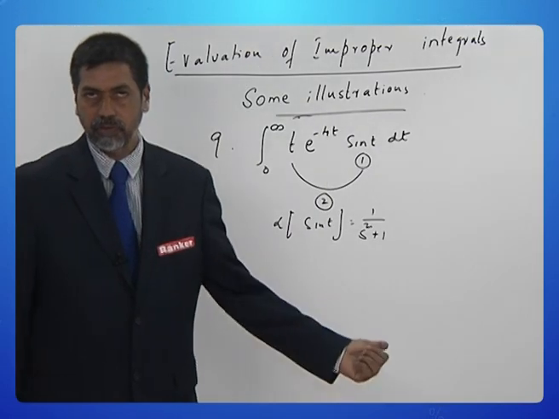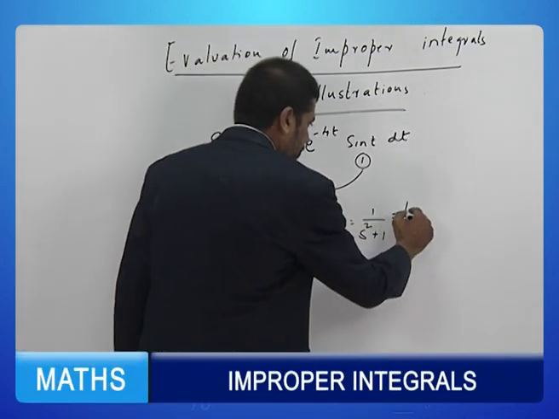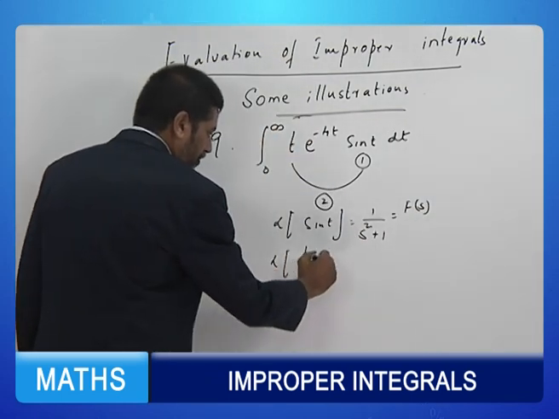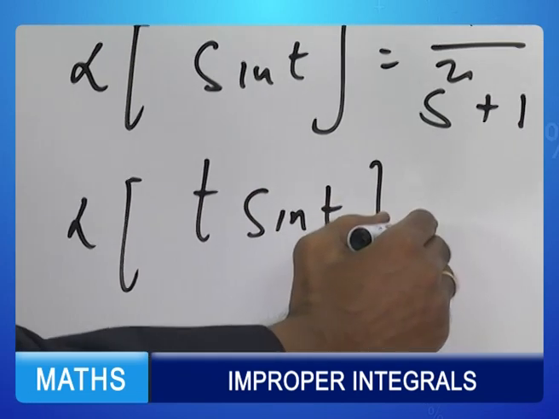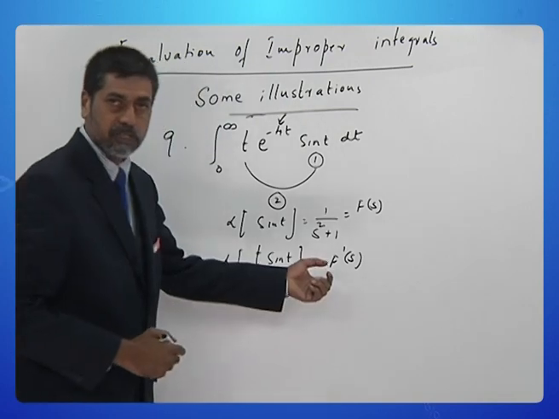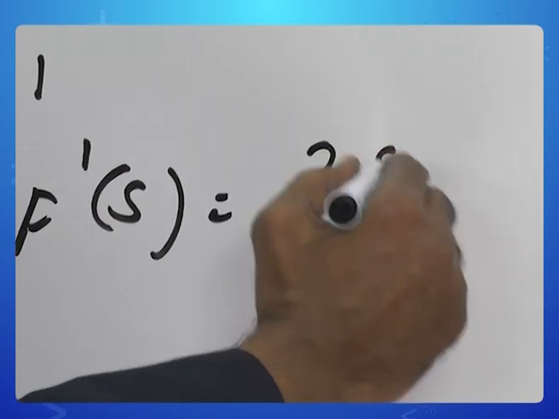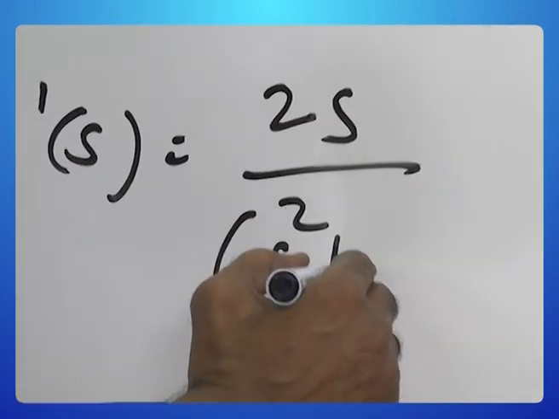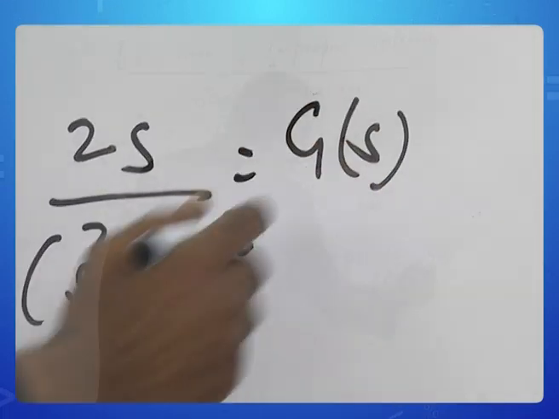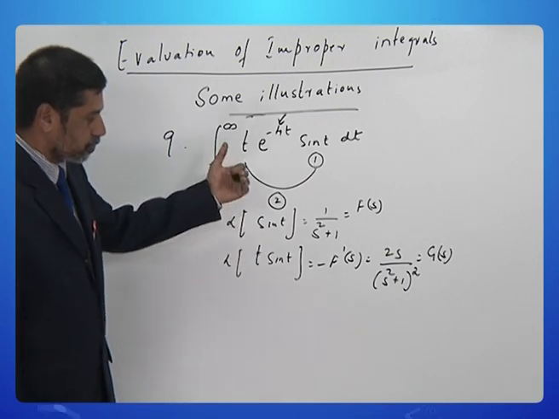All of us know this is available in tables. Let us call this f of s. Then the Laplace transform of t sin t is minus f dash s, one of the properties, and this will be 2s by s square plus 1 whole squared. Let us call this g of s. Right? Now what is that which produces the answer?